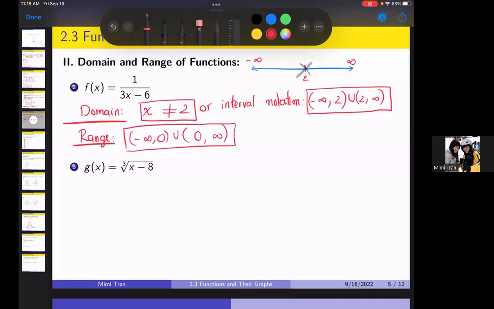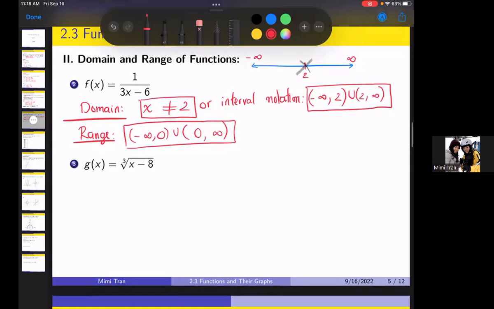Can you do that on the exam? Number 3, I want you to try on your own. Yeah, try on your own. I'll walk around and see how you do. Use a graph.